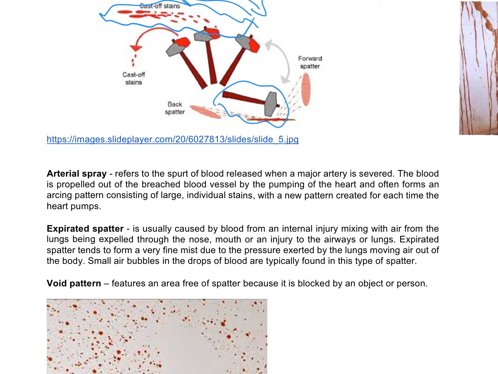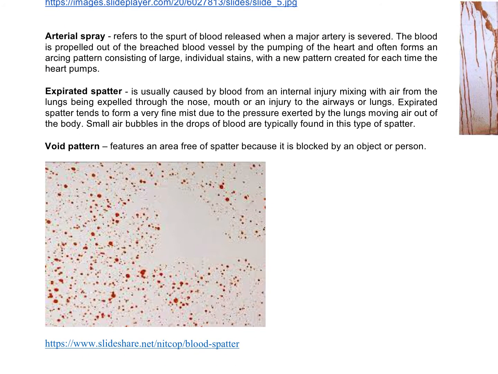Now for void pattern. Void pattern features an area free of splatter. So if you look at this blood stained picture, you will notice that in this portion, there's no blood at all. So this is the void pattern, which is free of the blood splatter because it was probably blocked by an object, so the blood didn't get to that side of the wall or ground, or it could be the person blocking it.